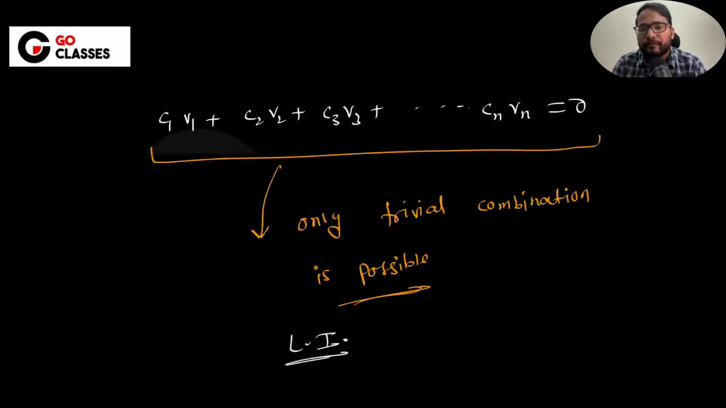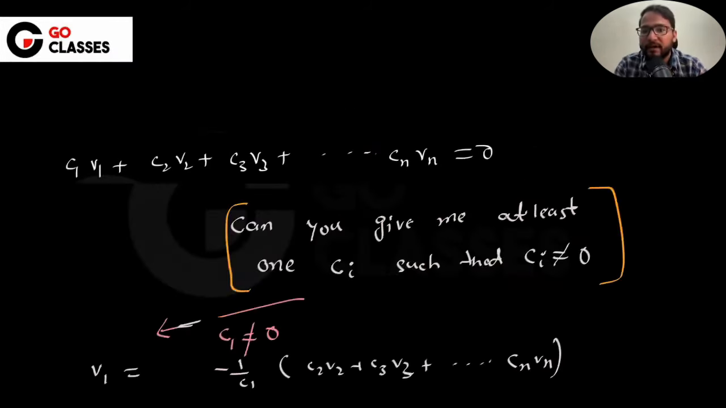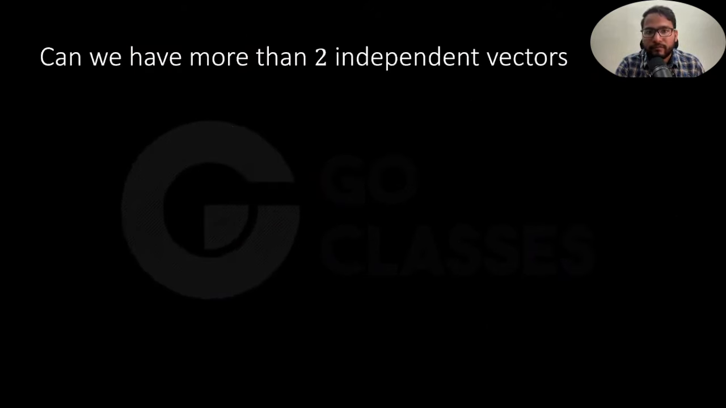Okay. So suppose they give you this equation, they are saying only trivial solution is possible. Matlab non-zero nahi aa sakta. Keval zero, trivial matlab zero. Trivial ka matlab hota hai zeros. Okay, zeros. If only zeros are possible, it means they are linearly independent. Okay. I think this is clear to everyone. Cool.